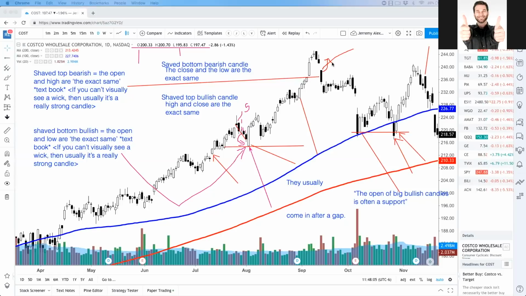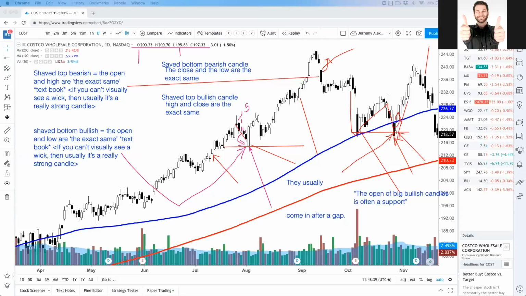Okay? So shaved tops and shaved bottom candles are beautiful, especially with the trend. So if you find a good bullish trend and you find a good shaved bottom candle, excellent place to be buying at that support and wonderful place to have stops. And again, if you do get stopped out, like in this situation right here, and it immediately bounces and reverses, it's like, okay, well, that appears to have been a double bottom. So let's try to go back in and get back in long.